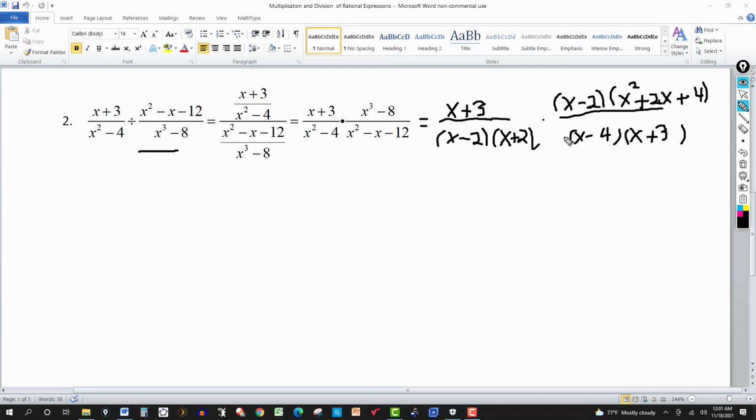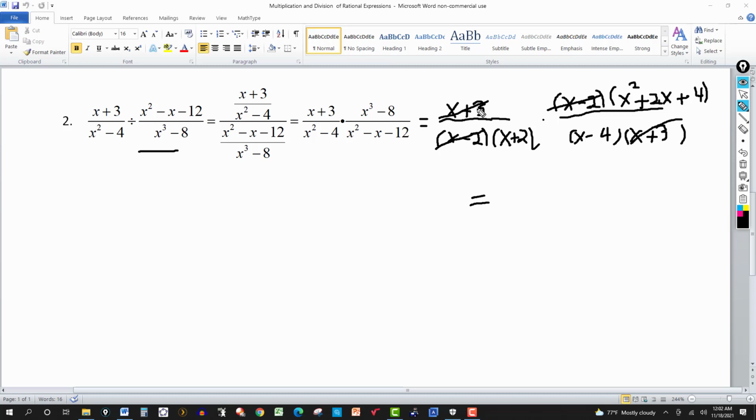Now it's just a matter of canceling like factors. You're allowed to cancel one factor on top, one factor in the bottom, as long as it's the same one. So here we have an x plus 3 on top. That can cancel with 1 in the bottom. Here's 1 x plus 3 here, and that cancels. And then I have an x minus 2 under this one. I have an x minus 2 up here. As long as it's 1 on top and 1 on the bottom, you can cancel. These will cancel.